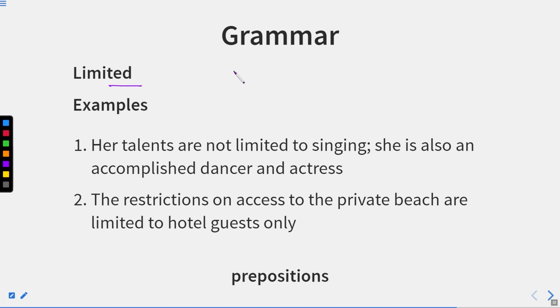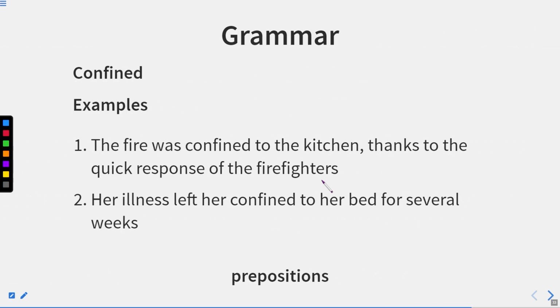Limited. When something is limited to something, it means when something is restricted to something. Her talents are not limited to singing. She is also an accomplished dancer and actress. So this is limited to. It means it is not just limited by singing only, or her talent is not only singing but other talents also that she possesses. So limited to means restricted to or up to a particular limit. The restrictions on access to the private beach are limited to hotel guests only. Now let us move to the next one.